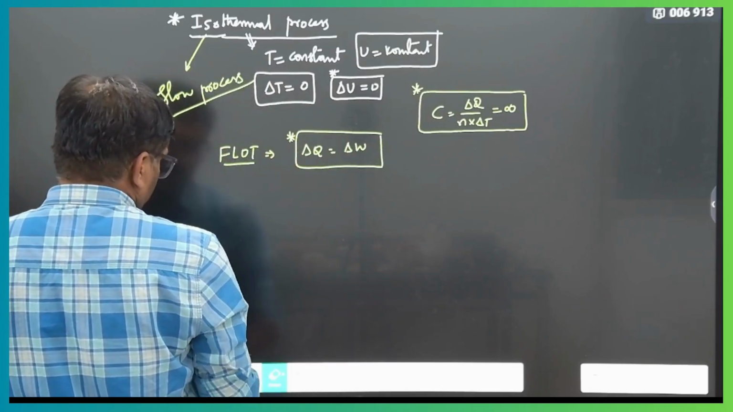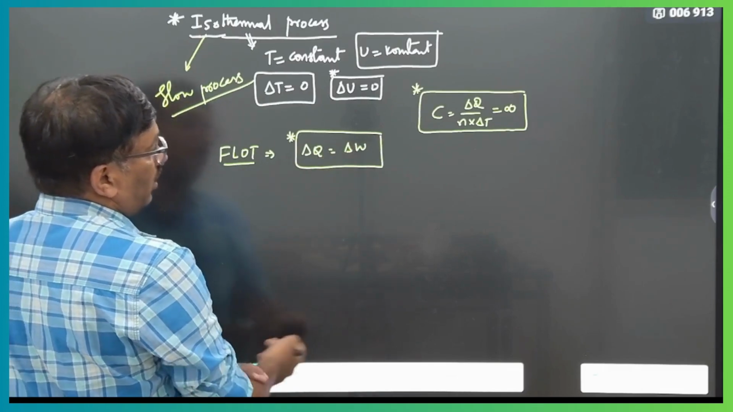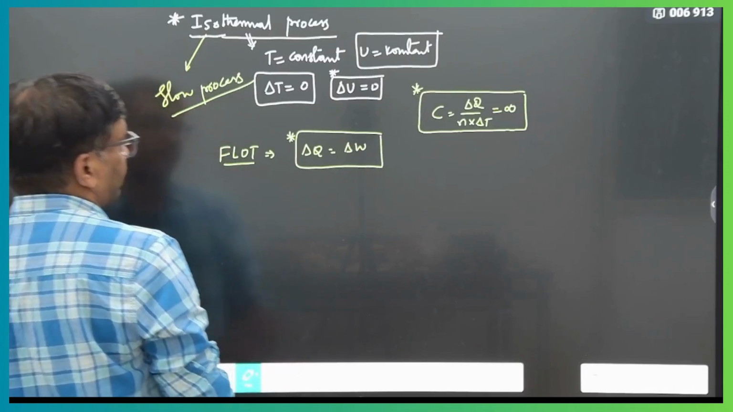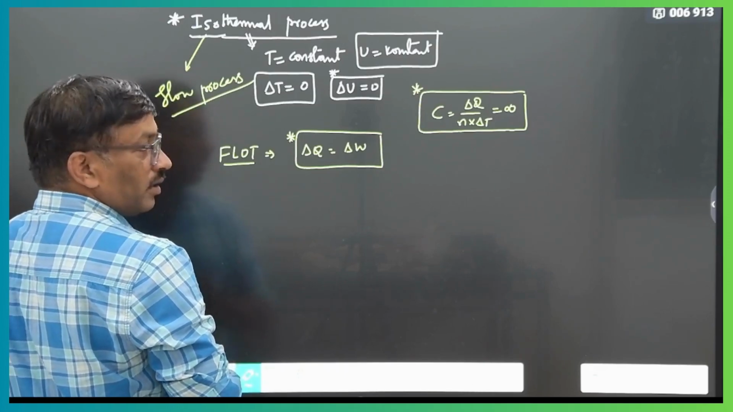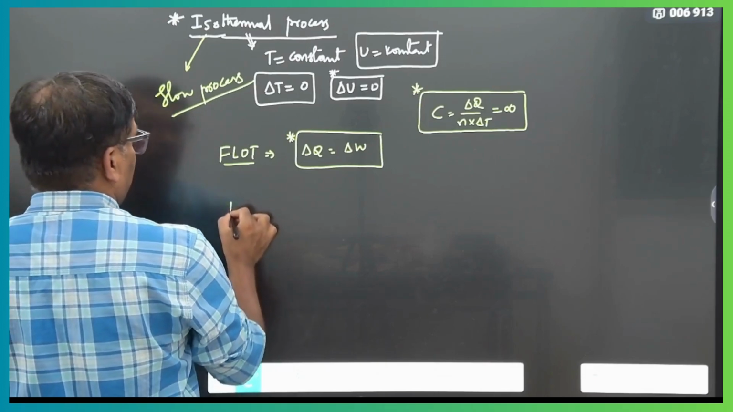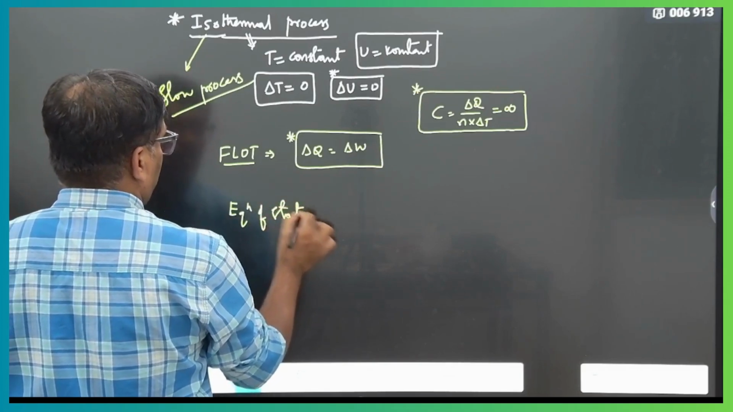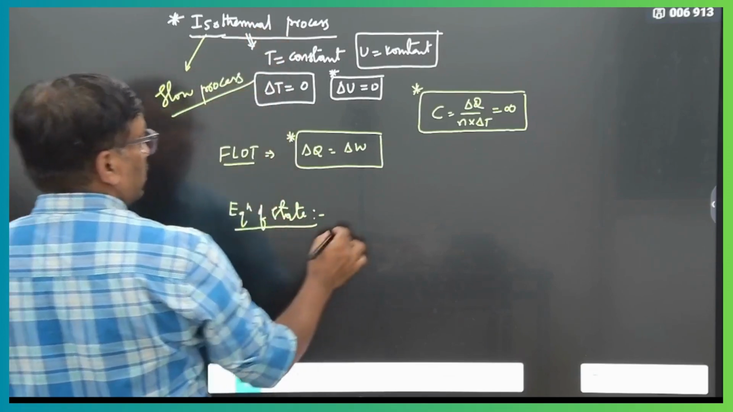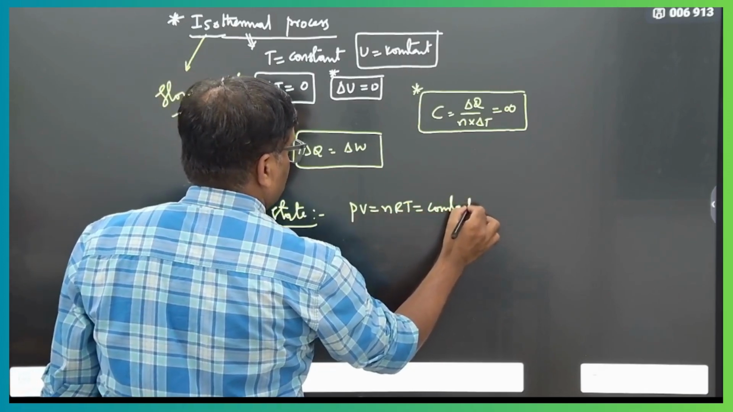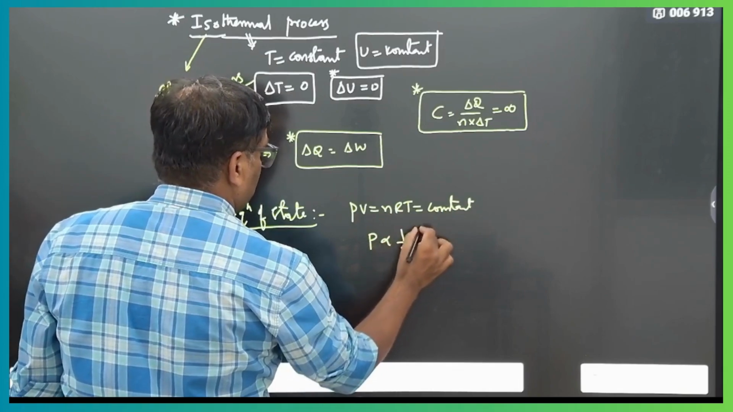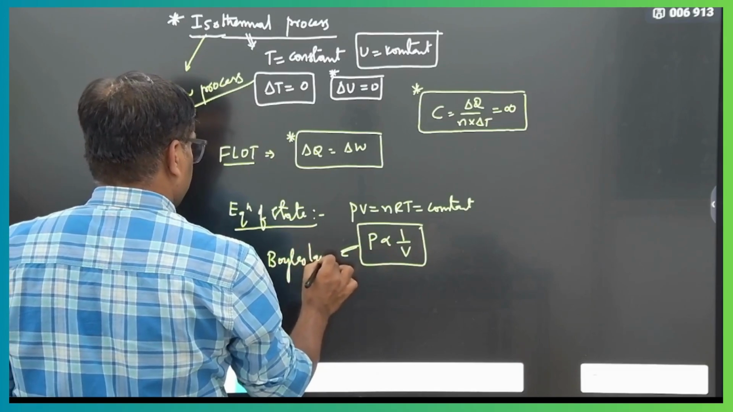So whatever heat energy is supplied here will be utilized only to do work. Now we want to calculate how much work is done in this process. First of all, you have to go for the equation of state. Here temperature is constant. We know that PV is equal to nRT, which will be constant. Therefore, pressure is inversely proportional to volume. We studied this already. This is nothing but Boyle's law.